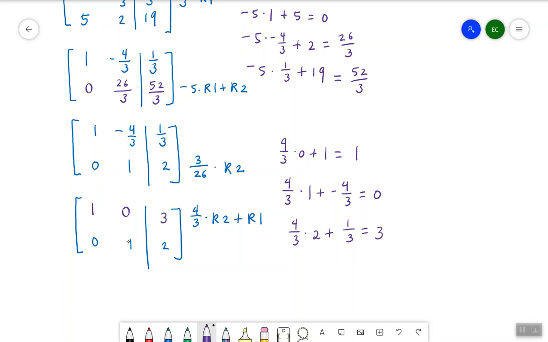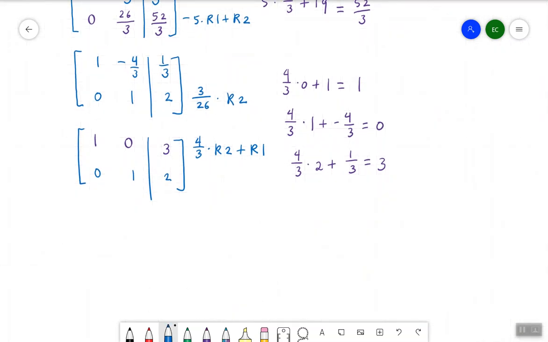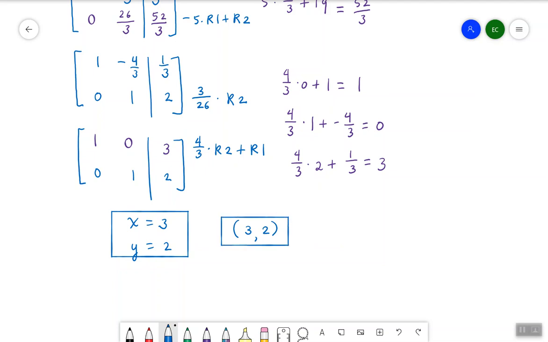So now we have the matrix in diagonal form, and we're ready to read off our answer. The first row says x equals 3. And the second row says y equals 2. And we could write that as an ordered pair, 3, 2, and we're done. You might go back and check that your answer is valid by plugging it into both of the original equations.